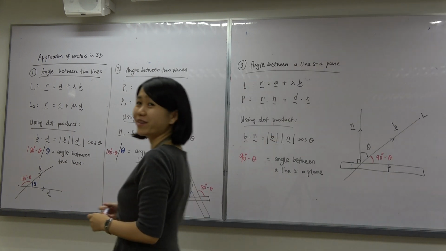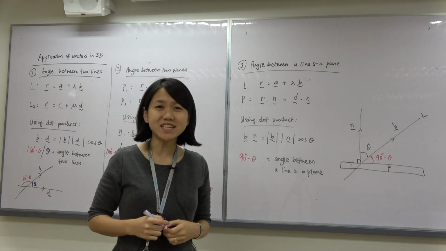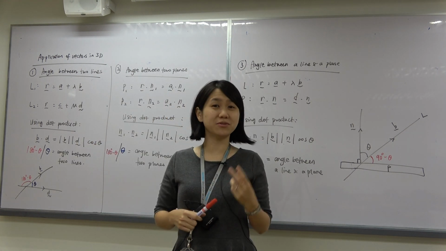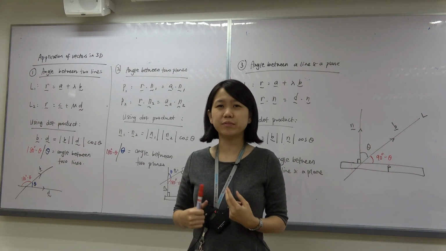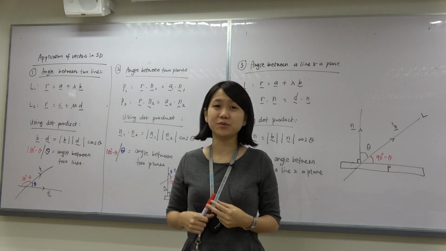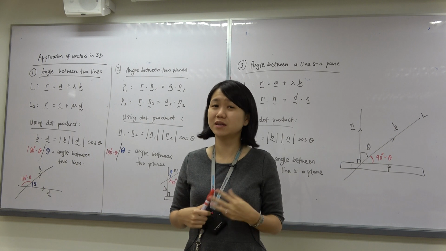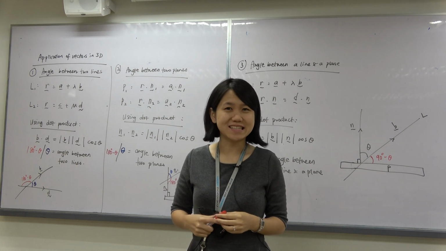Okay, now we are going to talk about application of vectors in 3D. We are going to start with angle between two lines, angle between a line and a plane, and also angle between two planes. And then after that, we are going to talk about collision, and we are going to talk about shortest distance. All right.